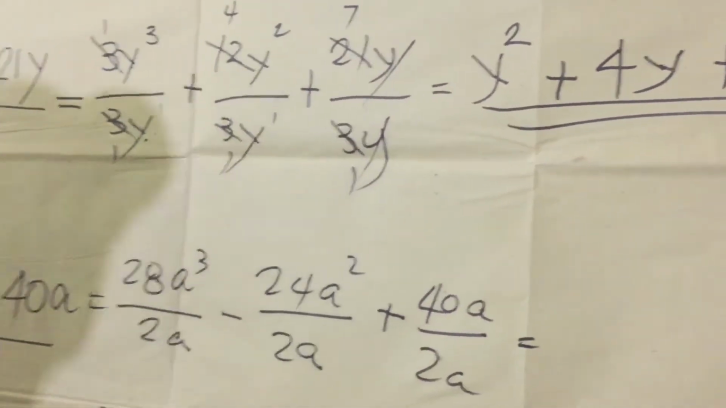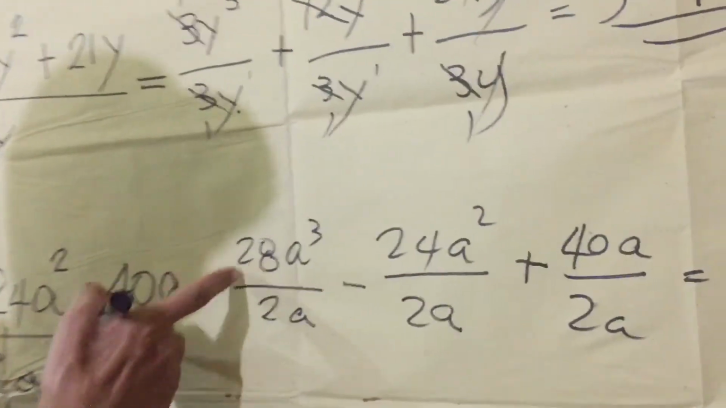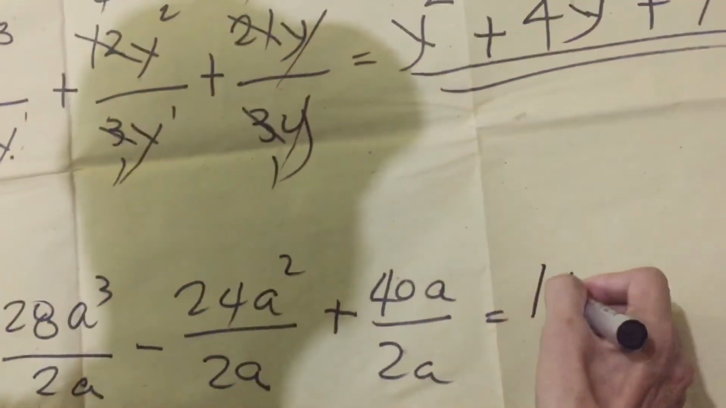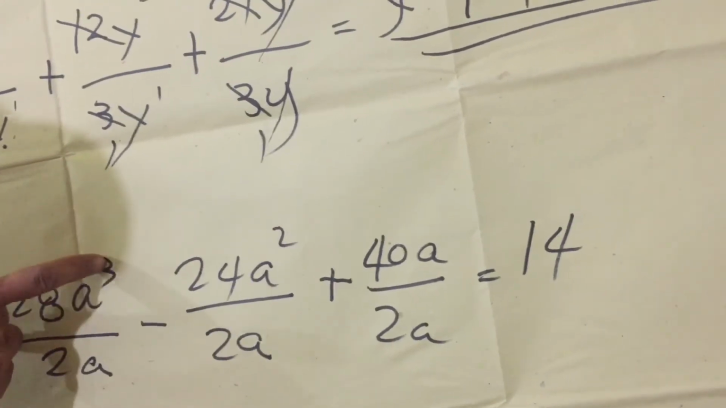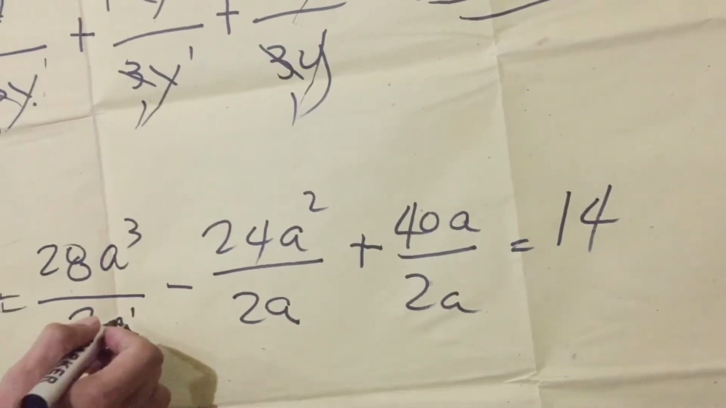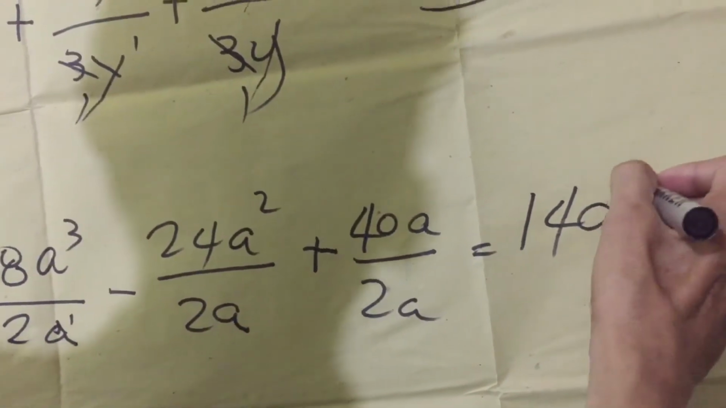Then pagkatapos natin pag-iwalayin yan, magdi-divide na tayo. 28 divided by 2 is 14. So yan na tayong 14. Tapos i-minus natin exponent 3 minus 1. Yung silent one yung wala. Understood? So a squared ang natira.